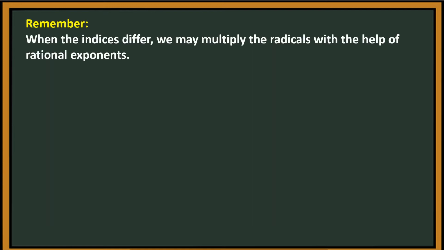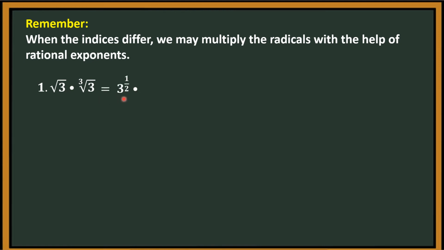You need to remember also when the indices differ, we may multiply the radicals with the help of rational exponents. For example, square root of 3 times cube root of 3. So as you can see here, they have different indices. The index of this is 2. Automatically, we have here 2. And the index of the other one is 3. So, we're going to change that into rational exponents para masimplify.